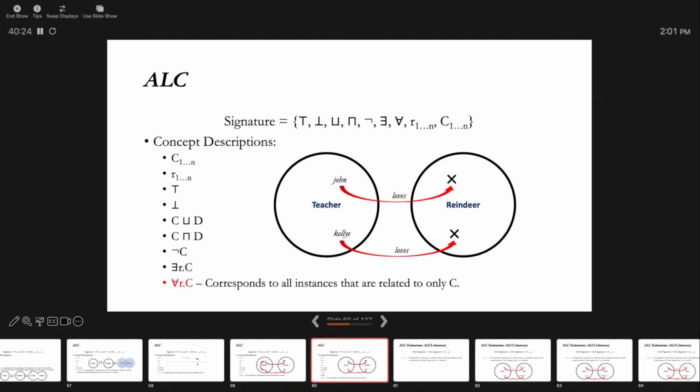So again, the important part, you look at this syntax, this very tortured syntax. You should read something like, the first corresponds to all instances that are related to some C. The second corresponds to all instances that are related to only C.